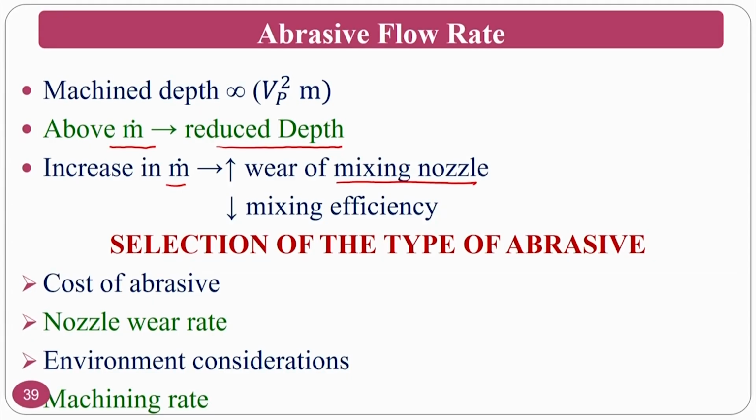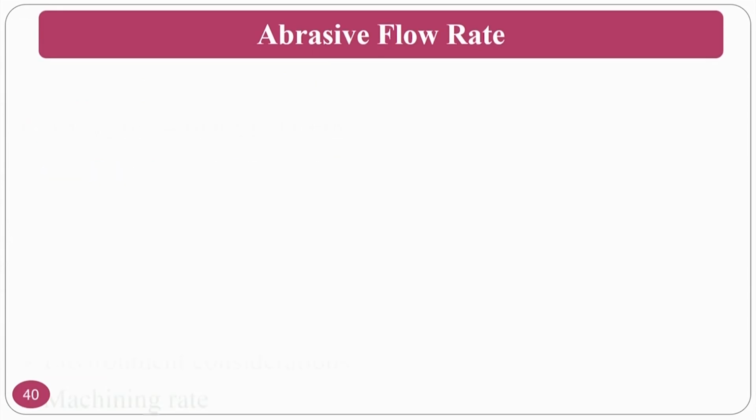Okay. Selection of the type of abrasives normally will be done based on the cost of the abrasive particle, nozzle wear rate, at the same time environmental considerations and machining rate. If I want more machining rate, normally the hardness ratio should be very high. That means your abrasive particle hardness should be much higher compared to your workpiece hardness.